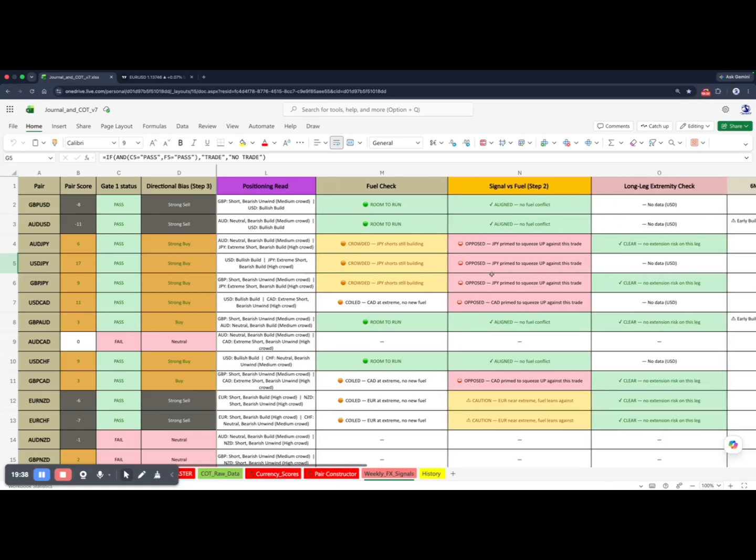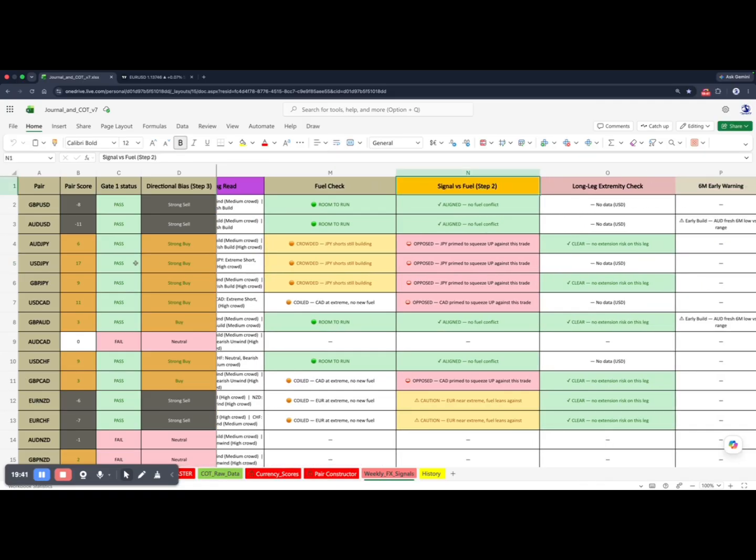Step two, which is up here, column N, opposed. Now, this is something we do need to take action on because if you remember, I told you that the Japanese yen currency is close to the extreme floor. And what usually tends to happen there is it's that earthquake analogy again. So we've always got to be aware that this could turn suddenly against this strong buy.